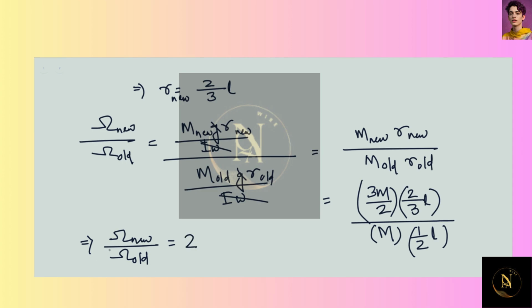Now we can use the answer from problem 55 to substitute for this old precessional velocity, which we got to be equal to 8 radian per second in problem 55. Therefore, the new precessional velocity will be 2 times 8, and so this will be 16 radian per second.